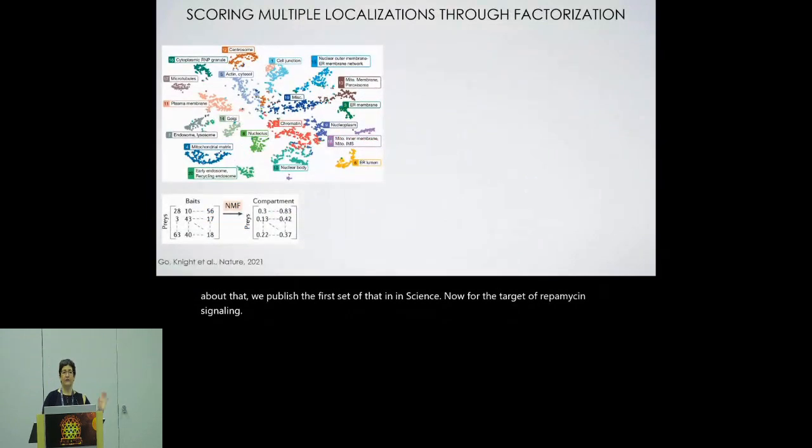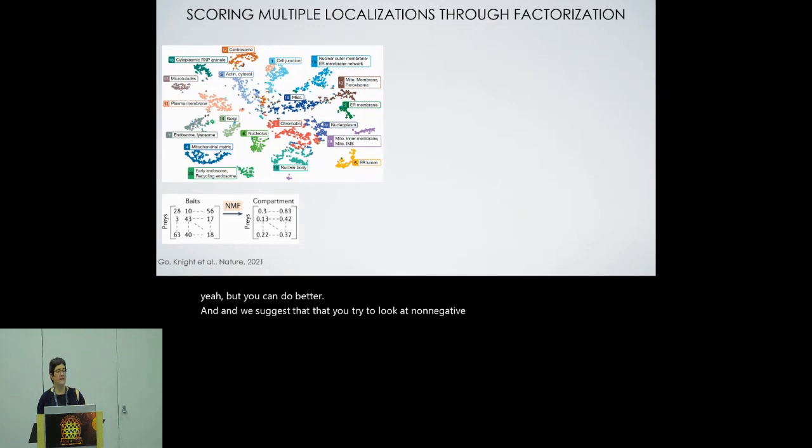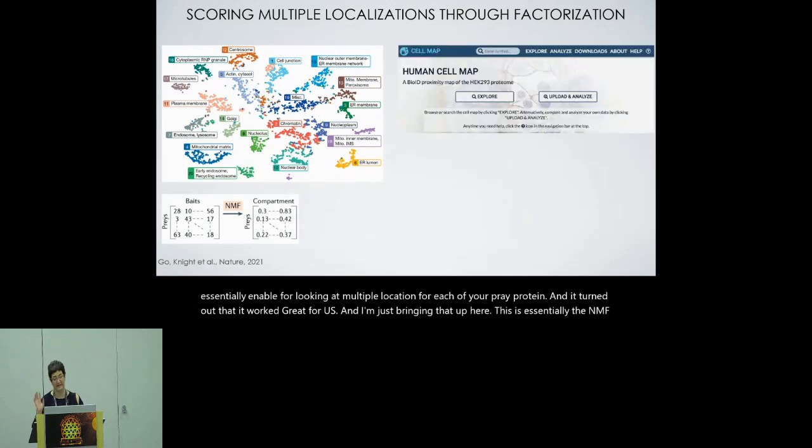Okay, so I told you that I'm not a bioinformatics person, and I used Pearson correlation for a long time. But then I was having beer with Quaid Morris, and he told me, yeah, but you can do better. And he suggested that we try non-negative matrix factorization, to essentially enable looking at multiple locations for each of your prey proteins. And it turned out that it worked great for us. I'm just bringing that up here. This is essentially the NMF view of the cell map, which is now available on the website, Human Cell Map.